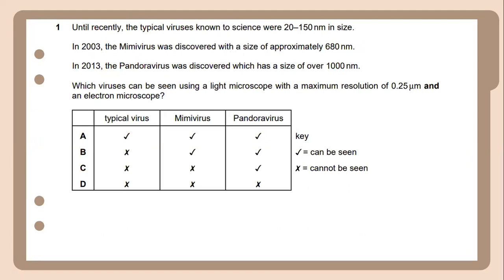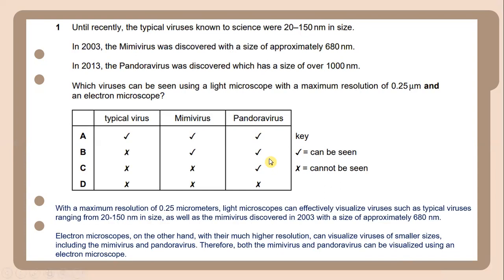Until recently, the typical viruses known to science were 20 to 150 nanometers in size. In 2003, the Mimi virus was discovered with a size of approximately 680 nanometers. In 2013, the Pandora virus was discovered, which has a size of over 1000 nanometers. Which viruses can be seen using a light microscope with a maximum resolution of 0.25 micrometers and an electron microscope?